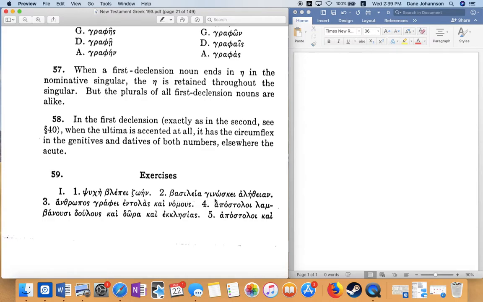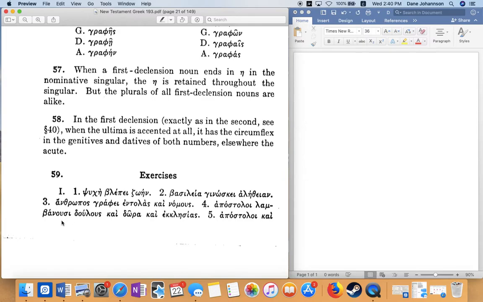Number two, Βασιλεία γινώσκει αλήθειαν. Βασιλεία γινώσκει αλήθειαν. So, a kingdom knows the truth. A kingdom knows truth. Number three, anthropos graphi endolas kenomus. Anthropos graphi endolas kenomus. A man writes, he writes. Again, see that, endolas, so plural, commandments, and ke connects these two thoughts, nomos, and laws. A man writes commandments and laws.